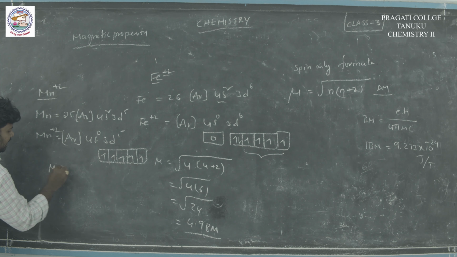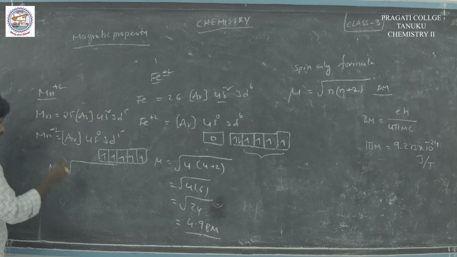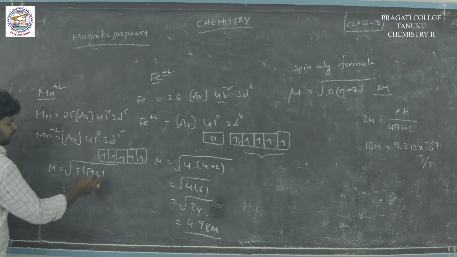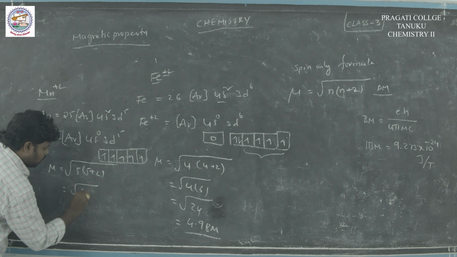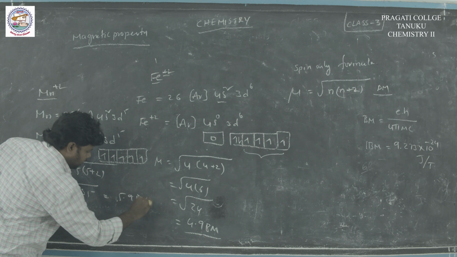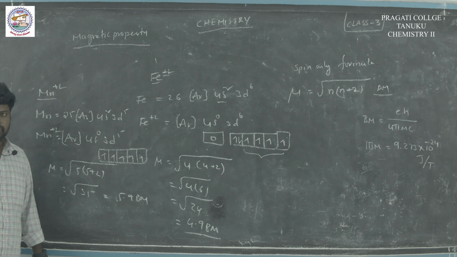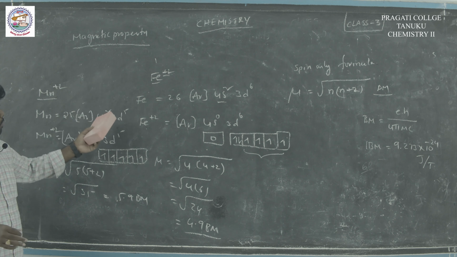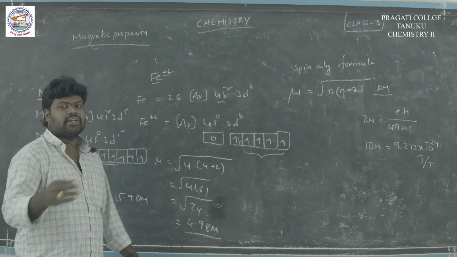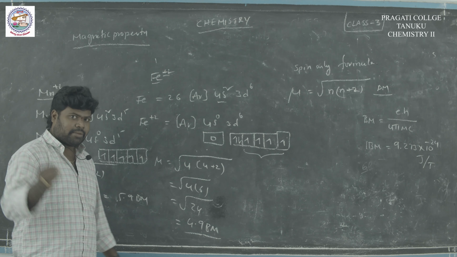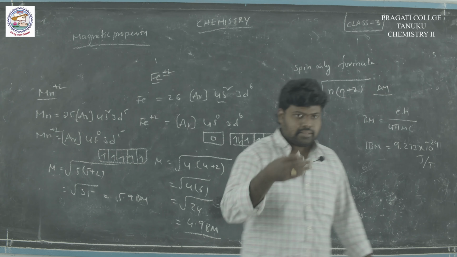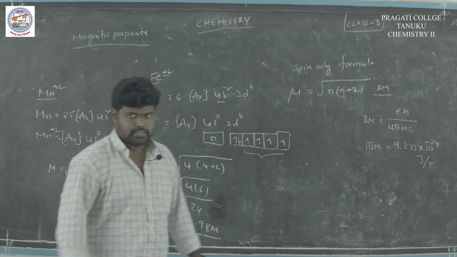So we calculate the mu value: mu equals root of n into n plus 2. The n value is 5, so 5 into 5 plus 2 equals 5 into 7 equals 35. Root of 35 equals 5.9 BM. This is the magnetic moment. According to magnetic properties, substances exhibit two types of magnetism: paramagnetism and diamagnetism. Substances containing unpaired electrons exhibit paramagnetism, and substances containing paired electrons exhibit diamagnetism.